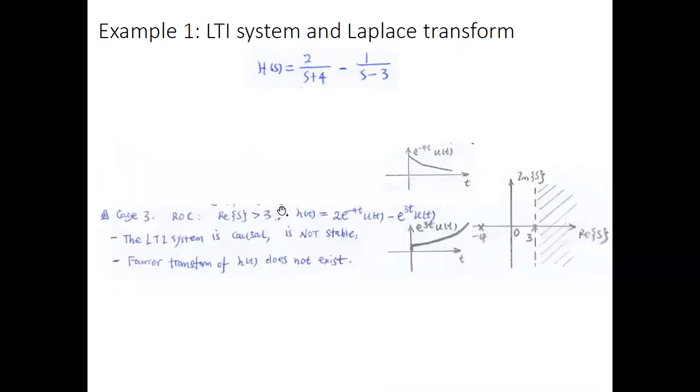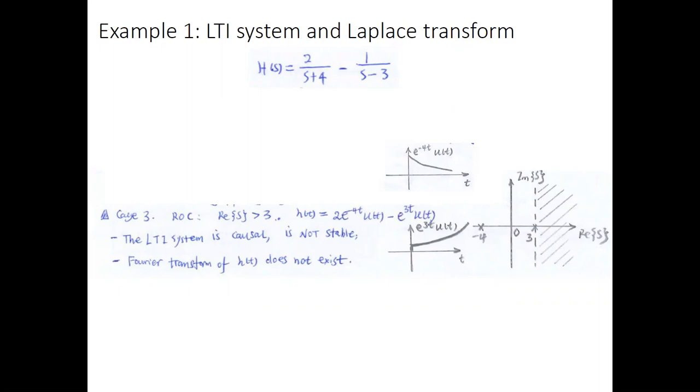Now in a similar manner, we can discuss case three, where the region of convergence is to the right of the rightmost pole 3. In this case, both the first and second terms should correspond to right side signals because the region of convergence is to the right of the corresponding pole. The first term is exponential minus 4t u of t, the second term, exponential 3t u of t. So both terms are right side signals because of u of t. The system is causal because h of t, after combining these two terms, is still a right side signal, which means h of t is zero when t is less than zero. It satisfies the causality criterion we learned in chapter two.